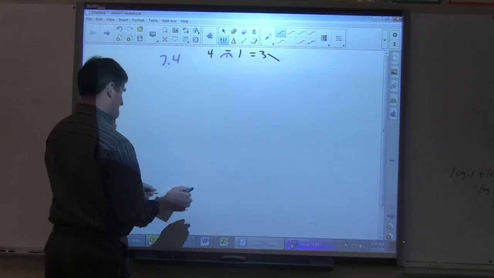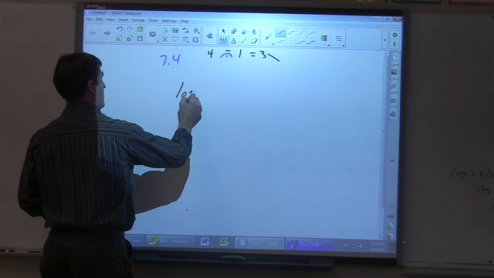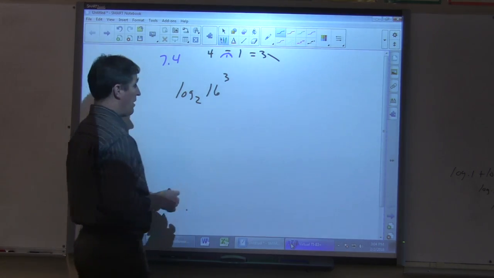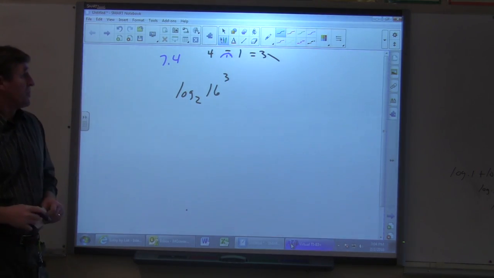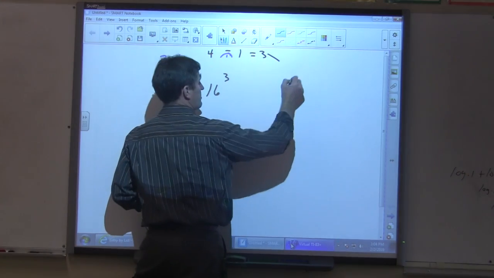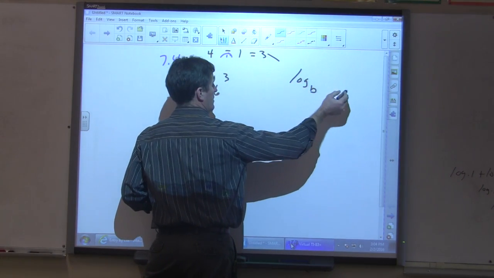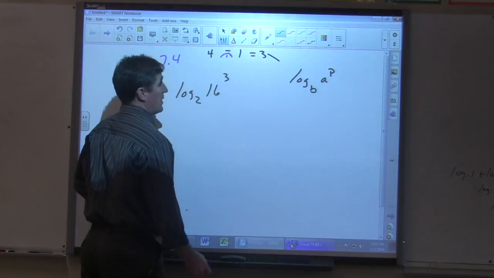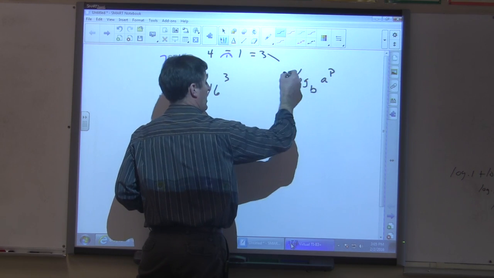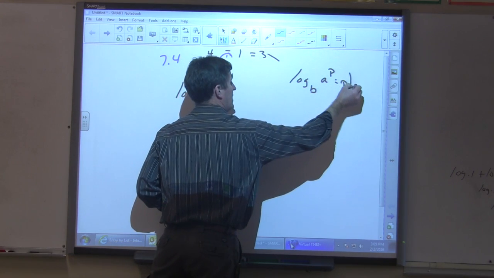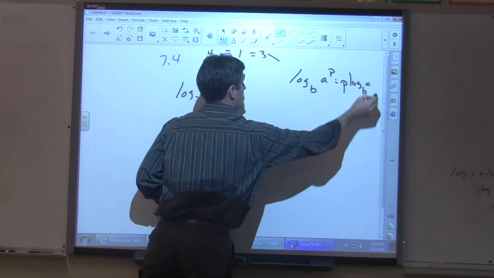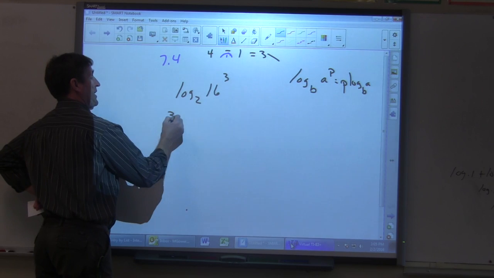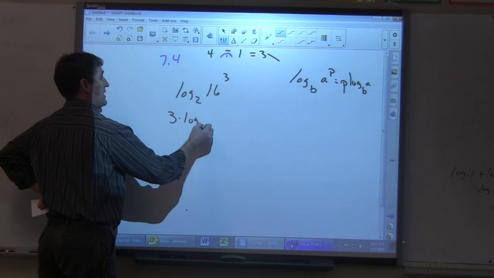26. 26 says log 2, 16 cubed. So here's where we want to use the rule. Remember, we can move this exponent out front and rewrite it as p times the log of base b of a. So what we're going to do is move this 3 out front and rewrite it as 3 times log base 2 of 16.